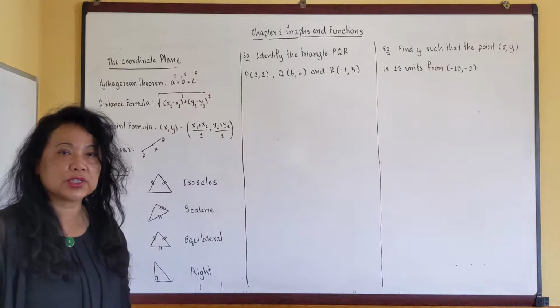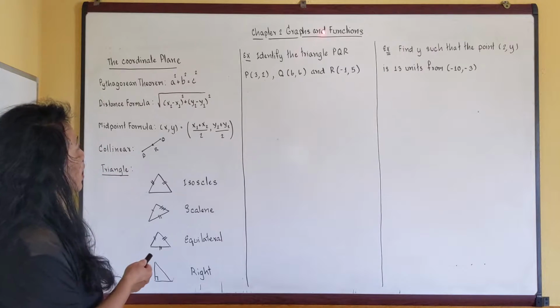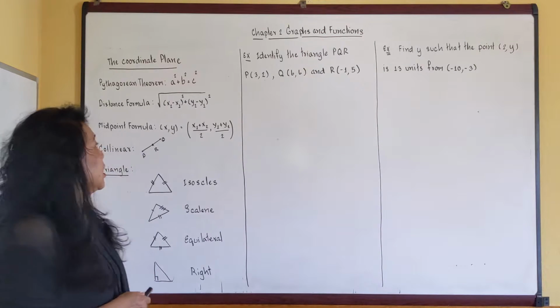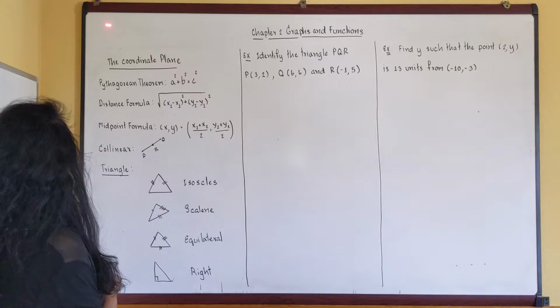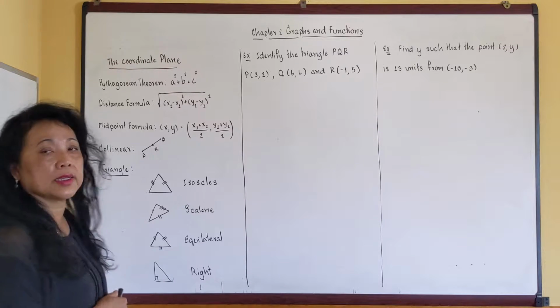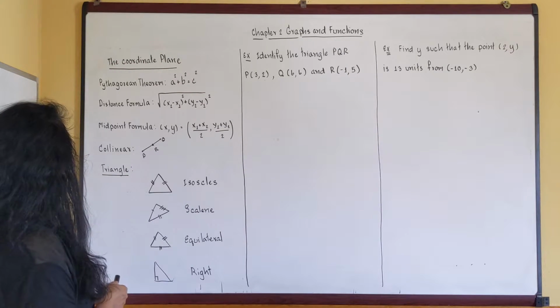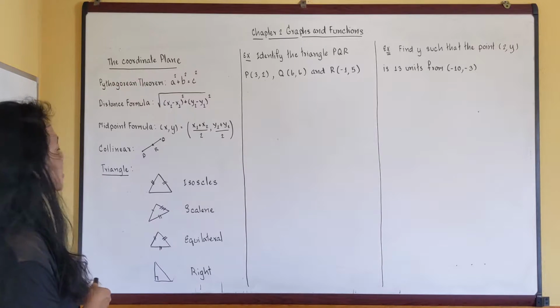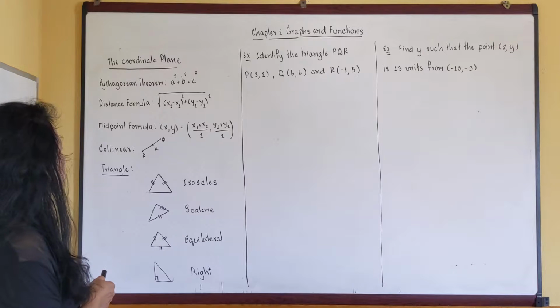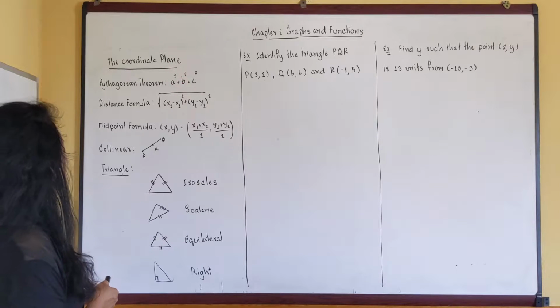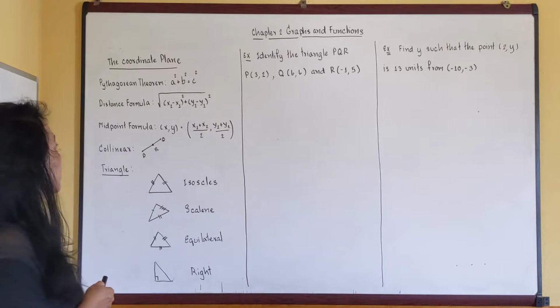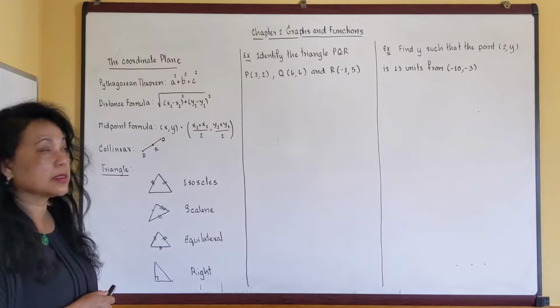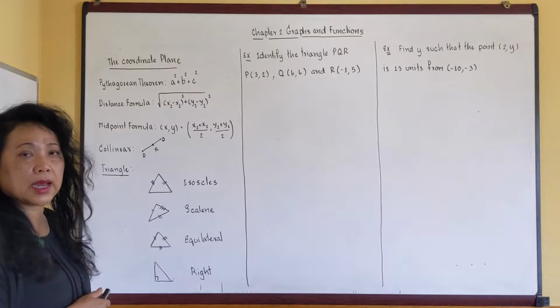Let's go to our chapter 2, graphs and functions. The first section is 2.1, the coordinate plane. There are three formulas that you need to memorize. The first one is the Pythagorean theorem: a squared plus b squared is equal to c squared. a and b are the two legs and c is the hypotenuse.